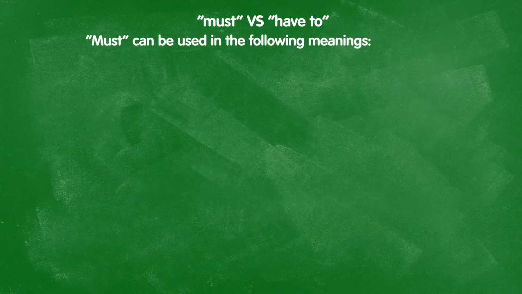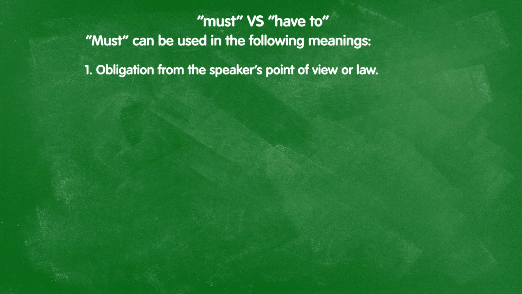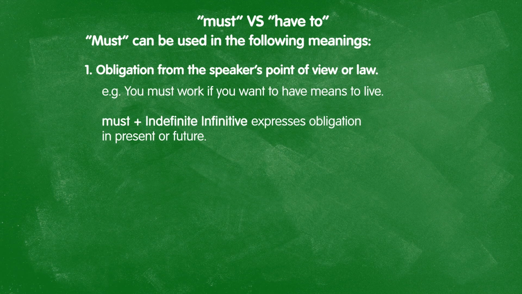And let's start with must. Must can be used with the following meanings. First, to express obligation from the speaker's point of view or by laws, rules, or regulations. Like in the example, you must work if you want to have means to live. Here, must, followed by the indefinite infinitive, expresses obligation in the present or future.